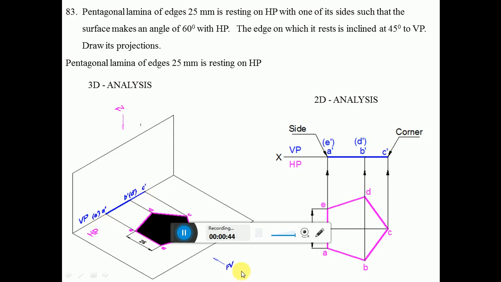So when you look from the front view, ABC is near to the observer, so A dash, B dash, C dash is visible, and D and E is away from the observer, so D dash, E dash is invisible. So when you see from the 2D analysis, the side which is resting on HP has to be perpendicular to VP. That is the reason why you are going to get a point in the front view. So this is a side. The side opposite to this is a corner wherein you are going to have one point. So this will become a corner.